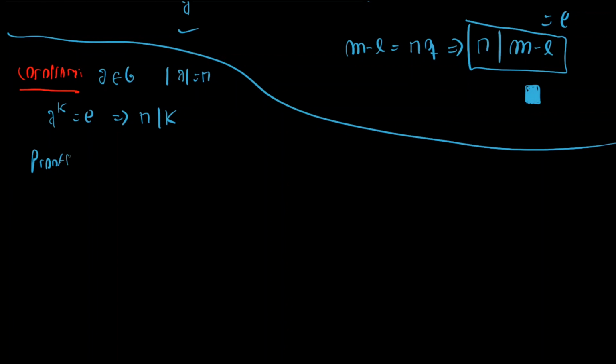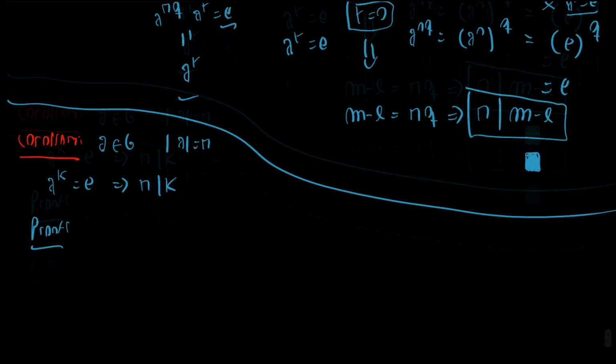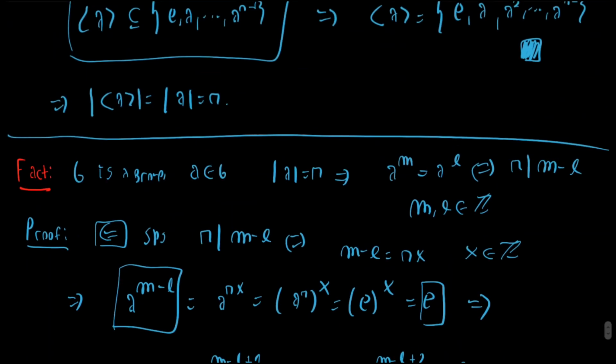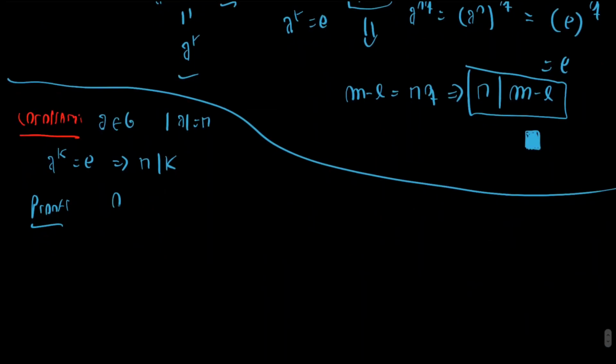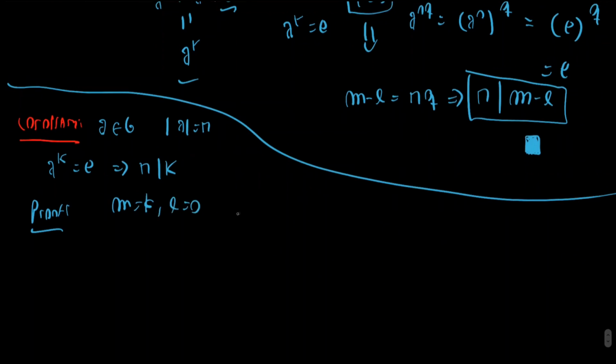So for the proof, this is very, very simple, because this is just a special case of the fact we proved earlier. In particular, placing m equal to k and l equal to 0. We'll have n divides k minus 0, which is of course just k, and so we have that n divides k. And so this proves this corollary.